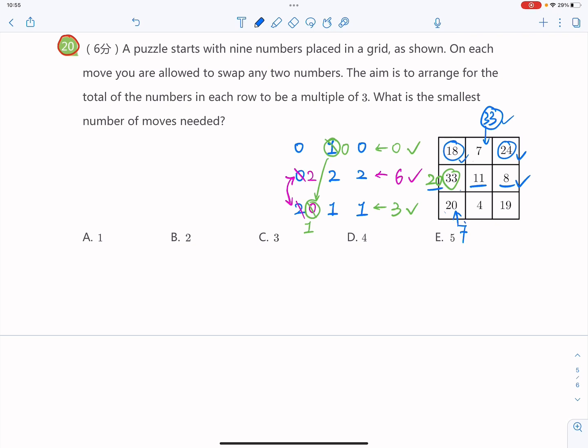And the last row, you just change that 20 into a 7, right? 7 plus 4, you got 11. Plus 19, you got 30. And that is a multiple of 3. And now let's see, how many swaps do we have here? We just have only 2 swaps, right? So the answer will be the second one. You choose B.